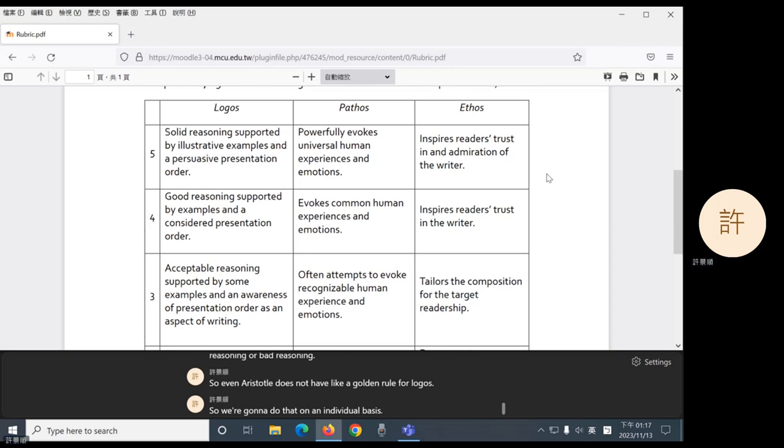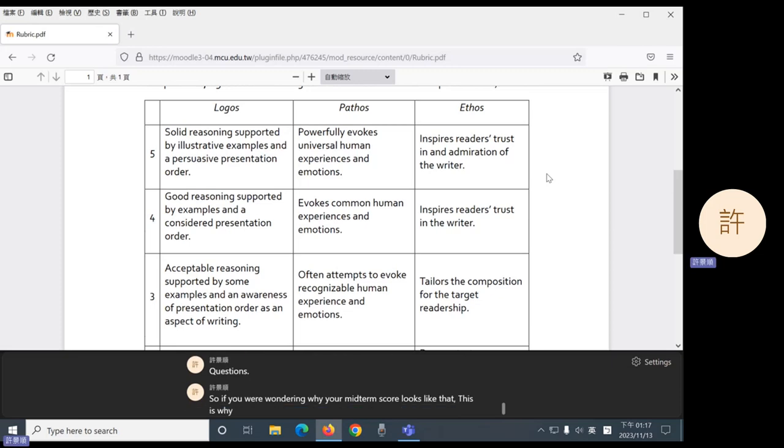Questions? So if you were wondering why your midterm score looks like that, this is why. Your midterm score is based on your narrative essay.